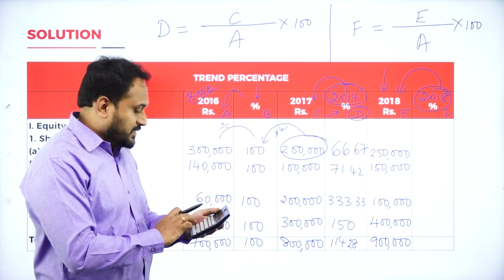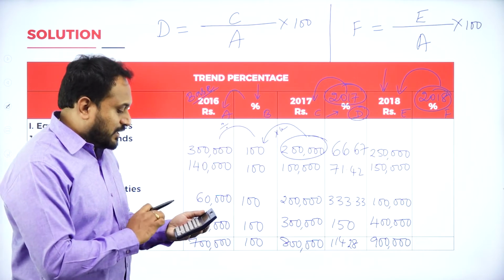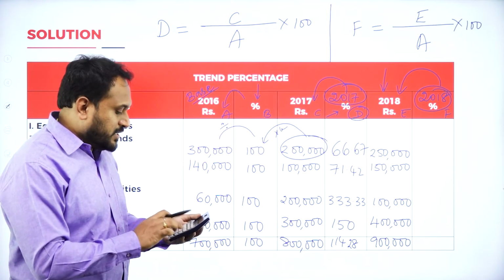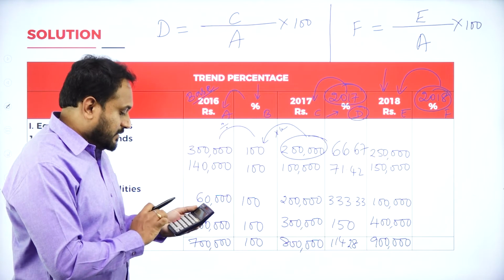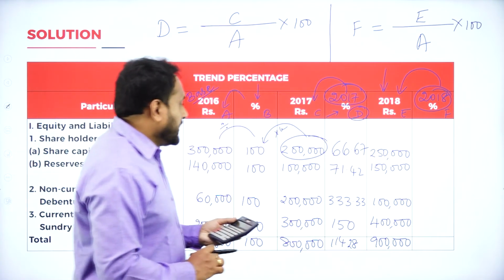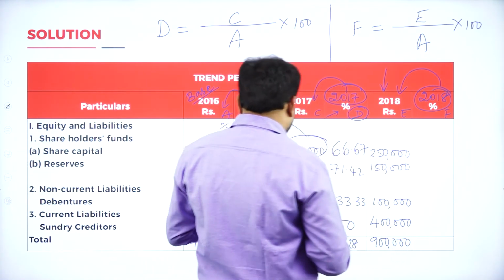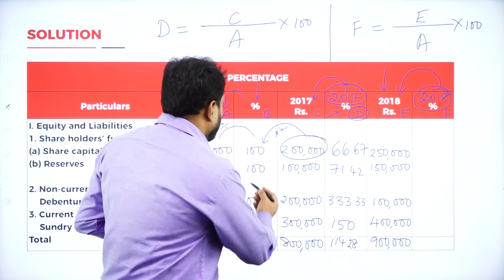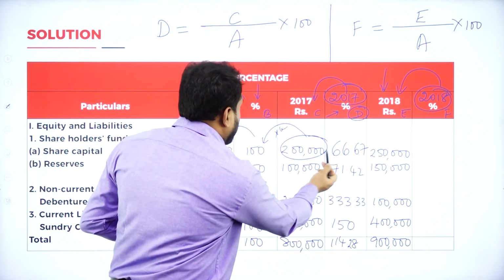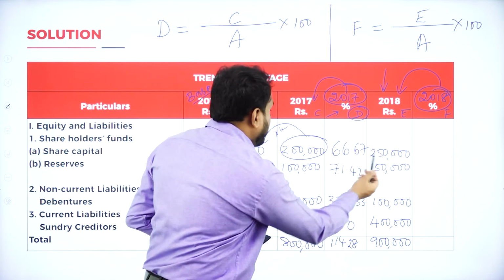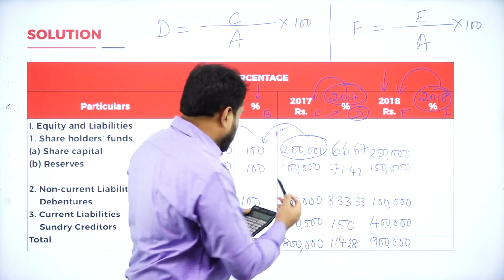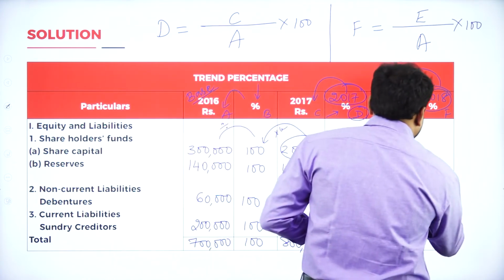So let's go with this. 2,50,000 into 100 divided by 3 lakh is 83.33. So understand here: for 3 lakh it is 100, for 2 lakh it is 66. Now 2,50,000 should be what? More than this and less than this. That is 83.33%.